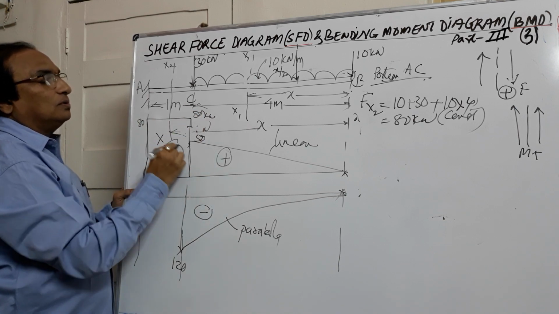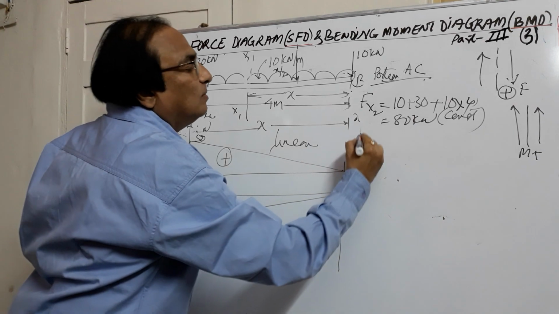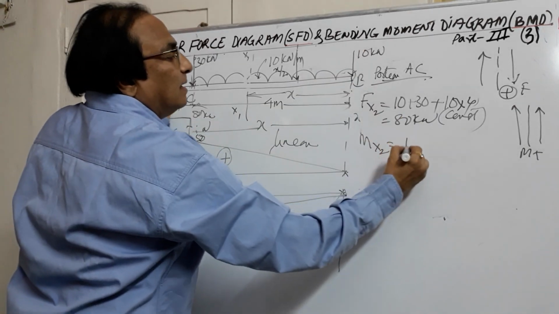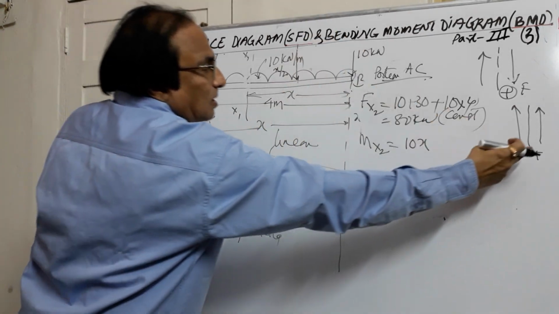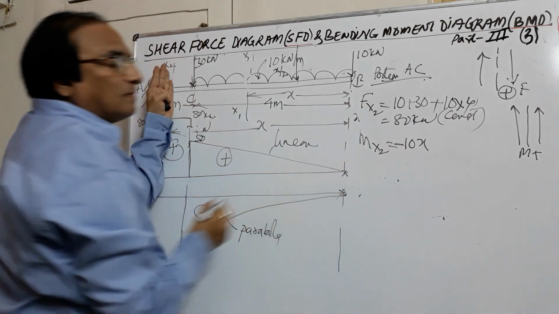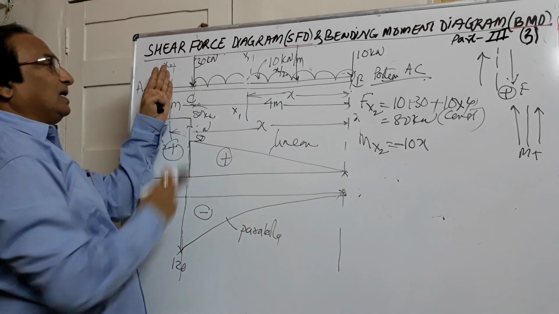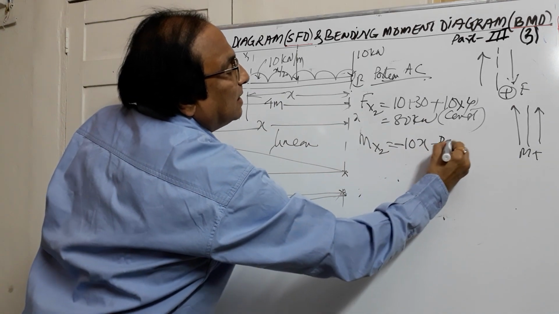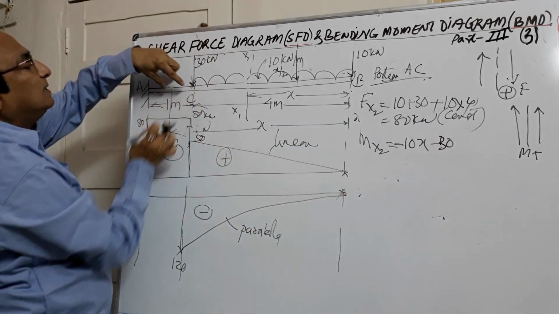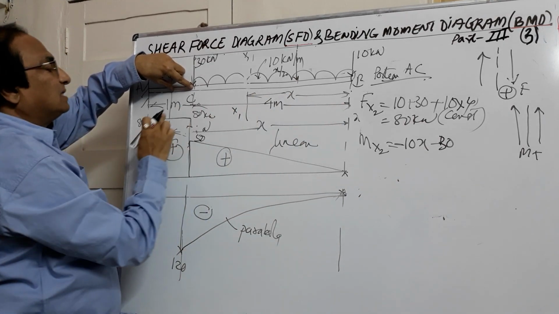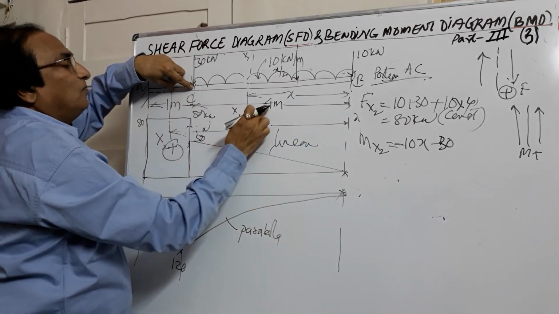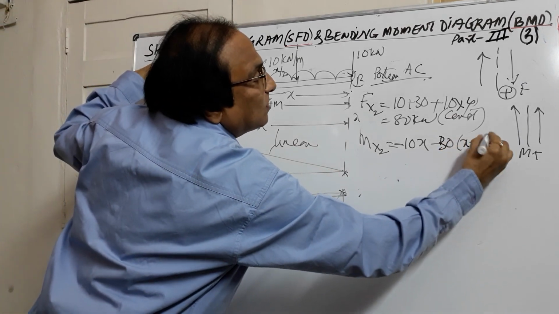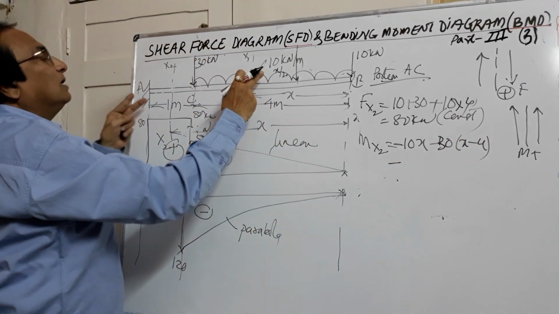This is positive. Now we will come to bending moment at x2. This will be equal to, if I take moment, 10 into x, down, bending moment is negative. If it is up, it is positive. Then I will go to 30, minus 30 into this distance. What will be this distance? From here to here it is x, and from here to here it is 4. So the distance will be x minus 4, into x minus 4, minus, now coming to UDL.